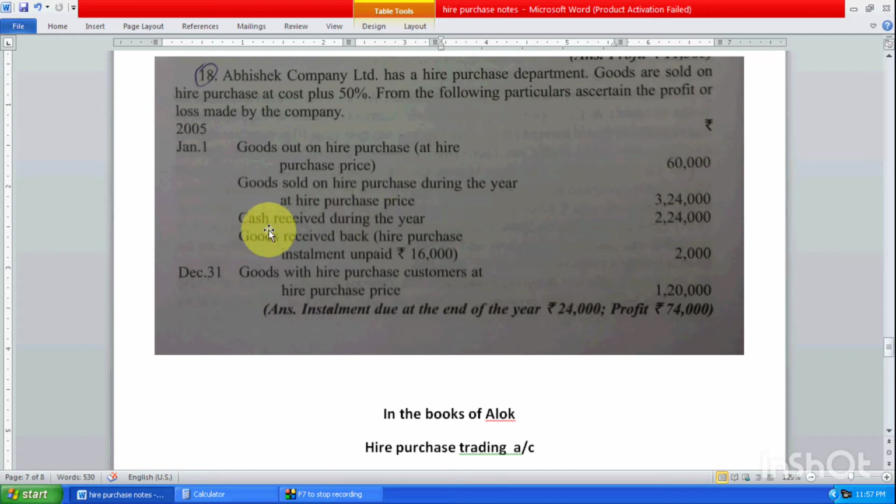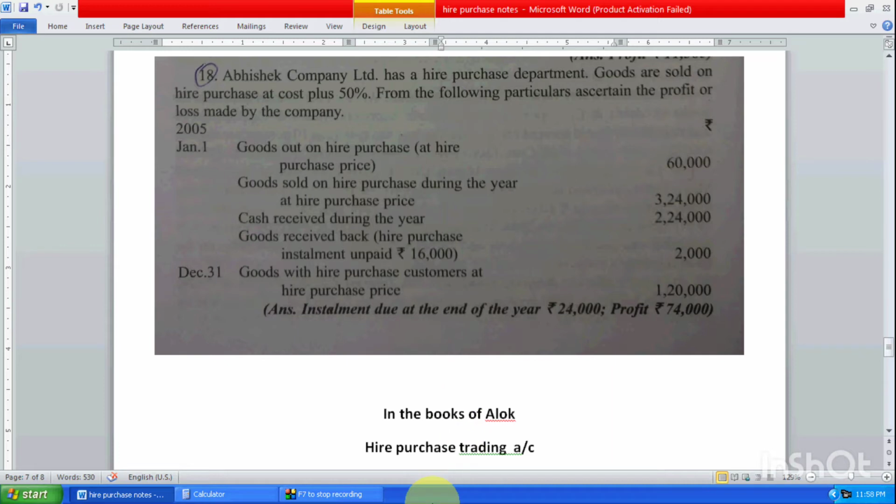Cash received during the year 2,24,000. Goods received back means returned, hire purchase installment unpaid, how much? 16,000. So 2,000 is the return back. Goods with hire purchase customers at hire purchase price at the end, that is the 1st January entry. Opening is 60,000, closing stock is 1,20,000.